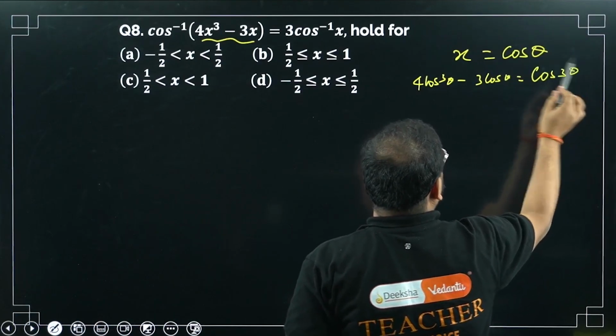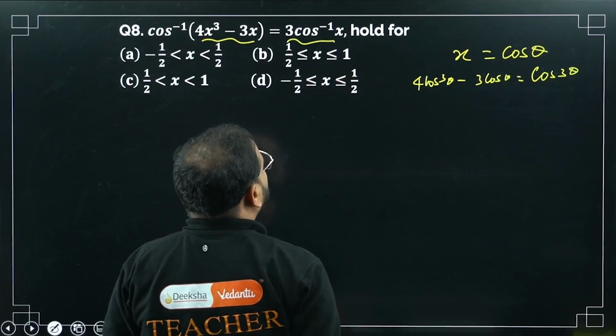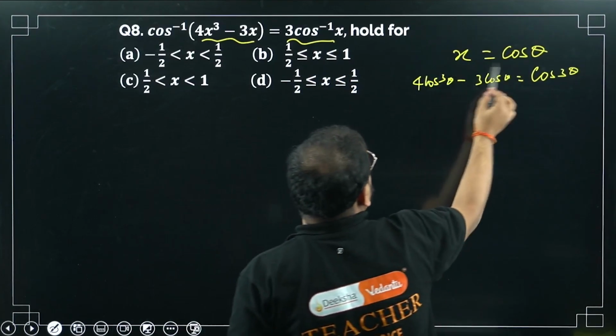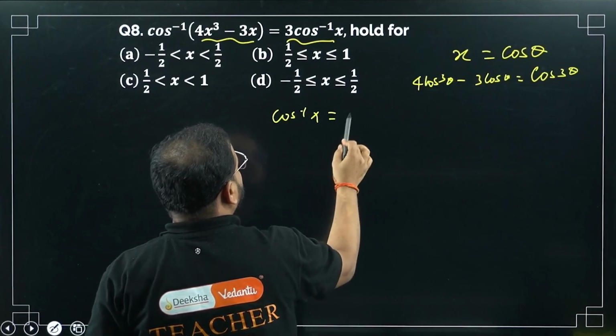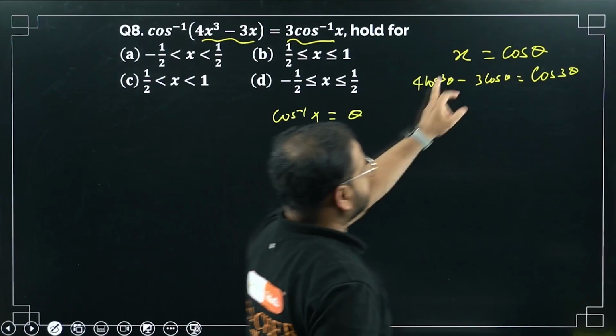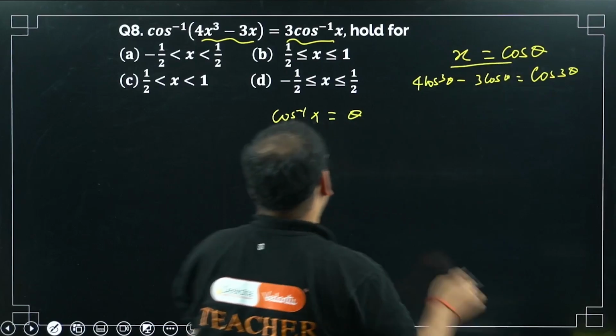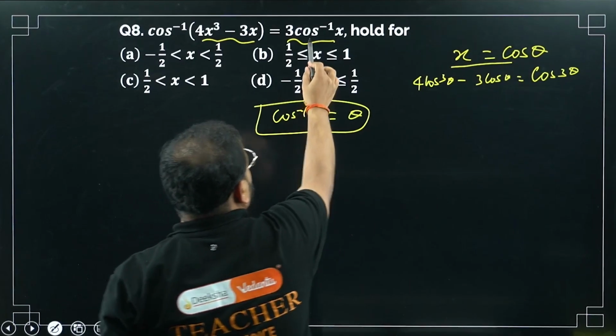Cos 3 theta. Okay, now please check. How much is that? 3 times theta. If I take x as cos theta, then cos inverse of x will be what? Theta. I just need this value. Now please check, this value is the condition.